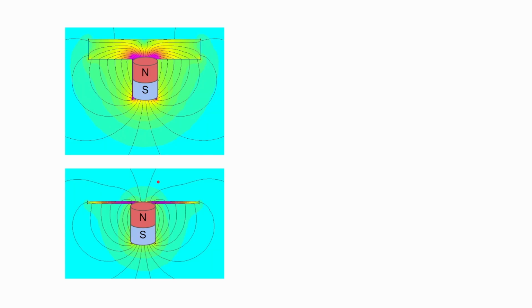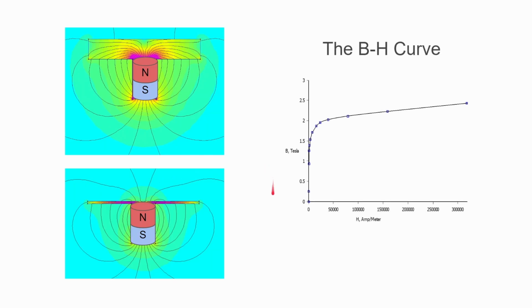This leads us to a concept called the BH curve. This is essentially a plot of the material's permeability at different flux densities. We can see here that at low flux density, the steel will have a high permeability and readily accept more flux. However, there's a key point where the steel doesn't want to accept any more flux. Its permeability starts to drop off. This point in the curve is known as saturation.